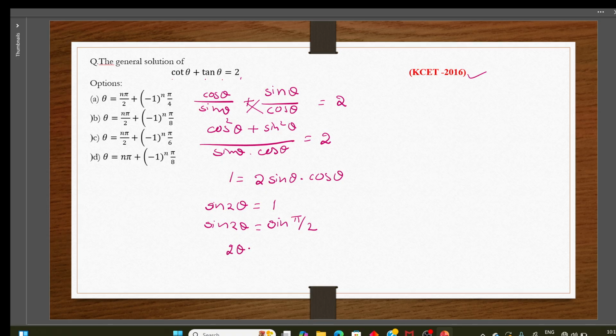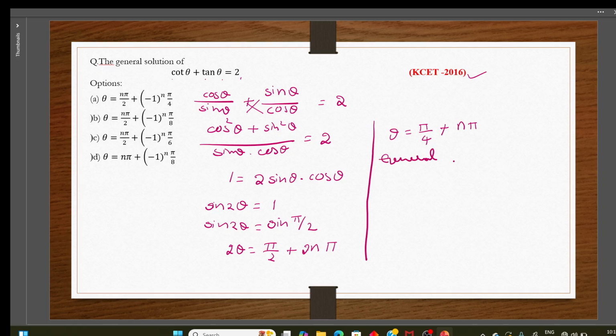So we get 2 theta is equal to pi by 2 plus the general solution of sin, that is 2n pi. This 2 is transferred to the right hand side. We get theta is equal to pi by 4 plus, 2 and 2 cancel, remaining n pi.